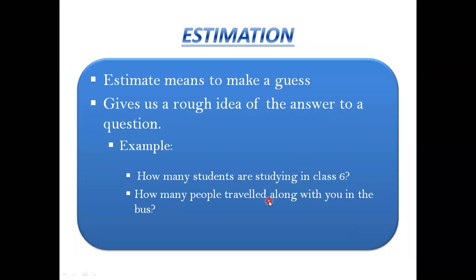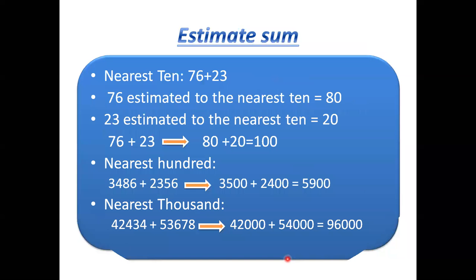So obviously we'll say 150, 200, something like that. But we don't know the exact number of students. How many people traveled along with you in the bus? We will say 50, 60. But we don't know the exact count. That is called estimation. We can estimate sums, differences, products and quotients. Let us have a look at them one by one.